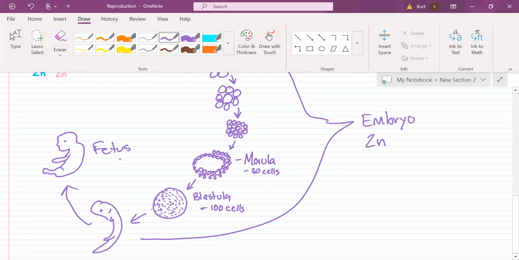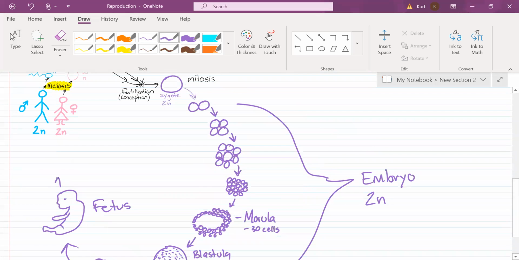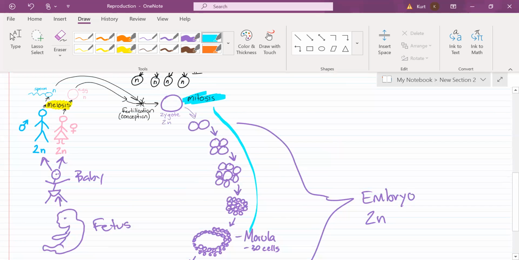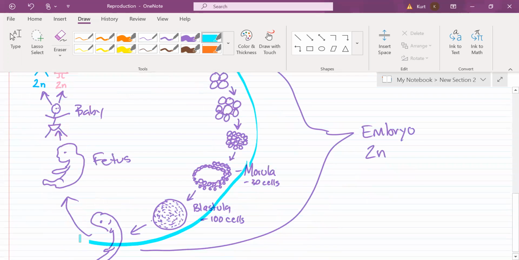You know, when you're a fetus, you're kicking and you're squirming and you're twisting inside your mom's uterus. You're starting to look more and more like a human. And then that fetus will be born. It's going to be a little baby. And then that baby's going to grow up to either be a man or a woman. This is all diploid. So this is all mitosis, all of this, all the way through. Growing up, just growth and development, all the way to the adults.